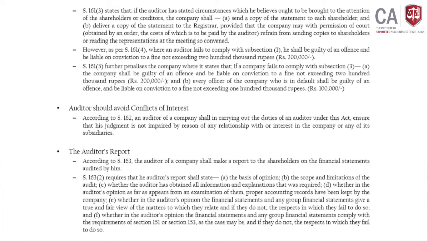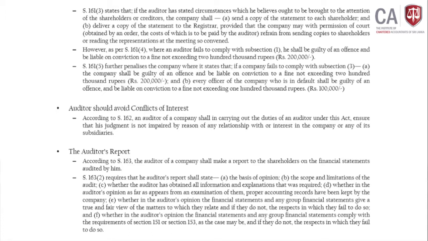Now, according to section 163, the auditor of a company shall make a report to the shareholders on financial statements audited by him. So, the auditor's duty is not merely towards the directors who appoint them, but the shareholders who are the real, actual owners of the company. So, the auditor has the duty to make the report to the shareholders on the financial statements audited by them.